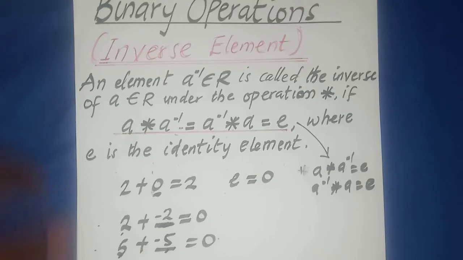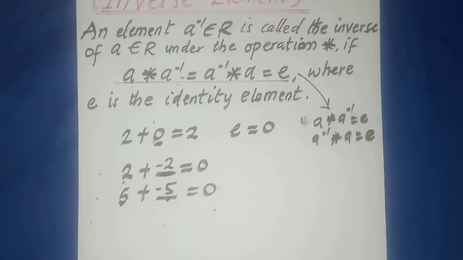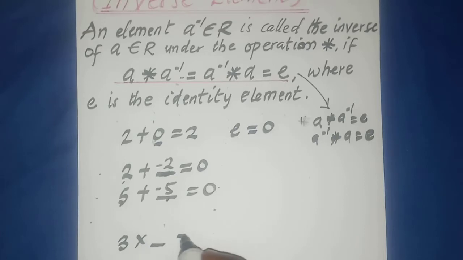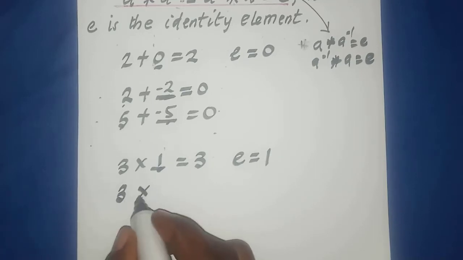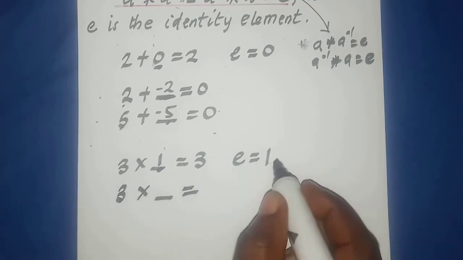5. Good. Also, in a previous example, we mentioned that if you have the number 3, times what number will give you the number itself, 3? We said 1, which implies 1 is the identity element under multiplication. So E under multiplication is what? 1. Now, if you pick the number 3, what number will you multiply by 3 to get the identity element 1?